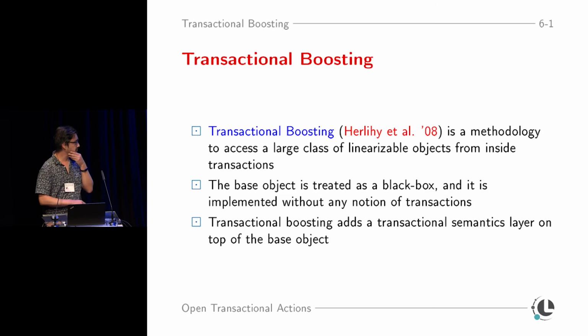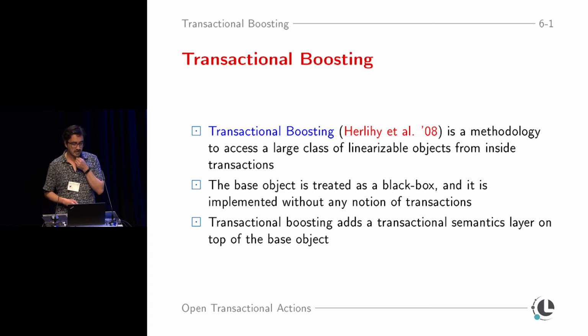So we have more examples. The other 3 examples I'm going to present are related to transactional boosting. Transactional boosting is a methodology to access a large class of linearizable objects from inside transactions. With transactional boosting, the base object is treated as a black box and is implemented without any notion of transactions. And transactional boosting adds a transactional semantics layer into the base object.